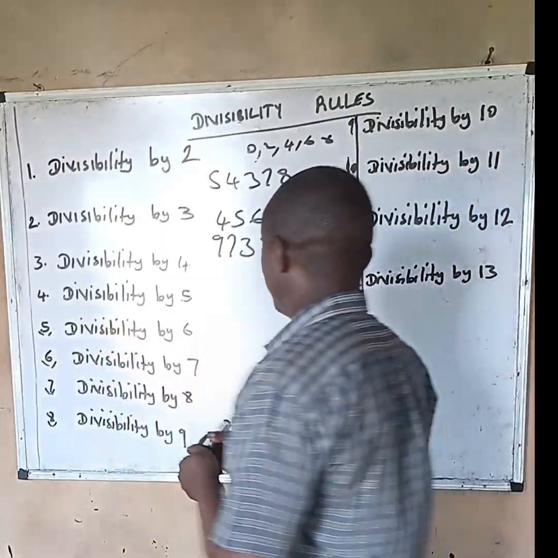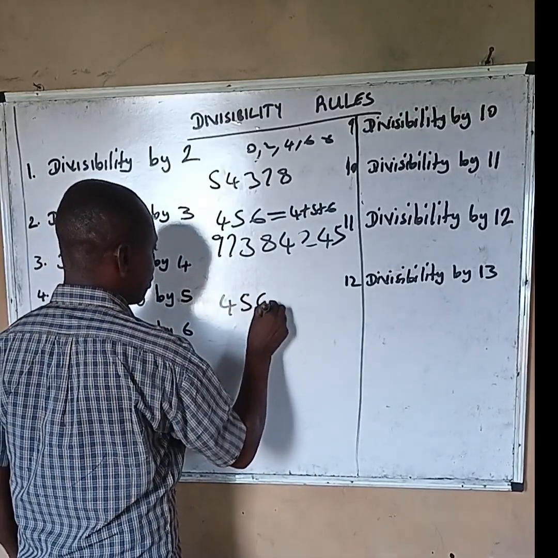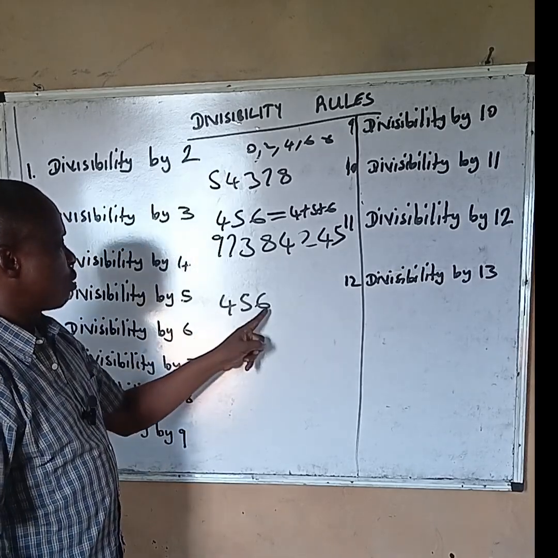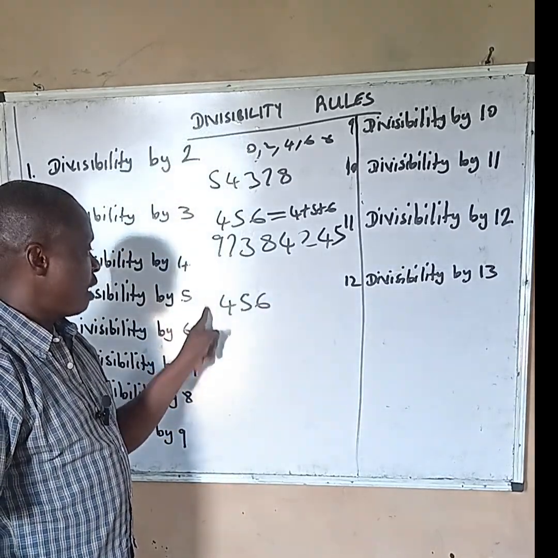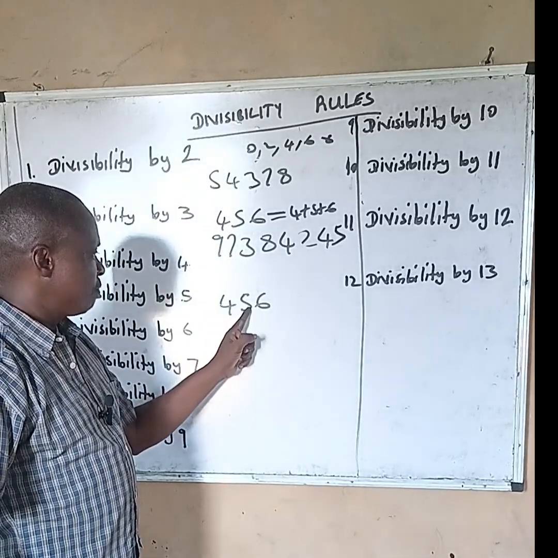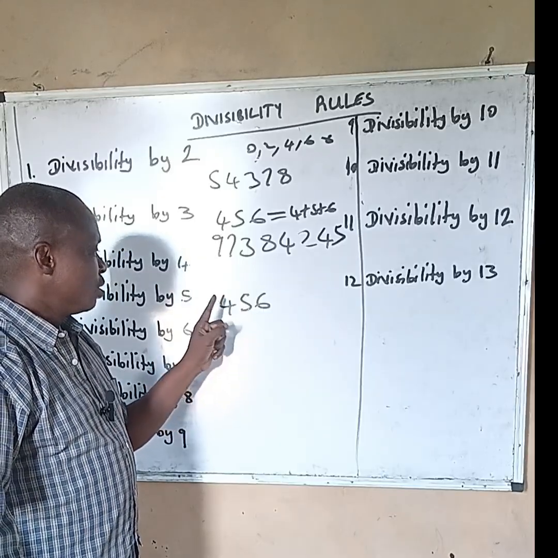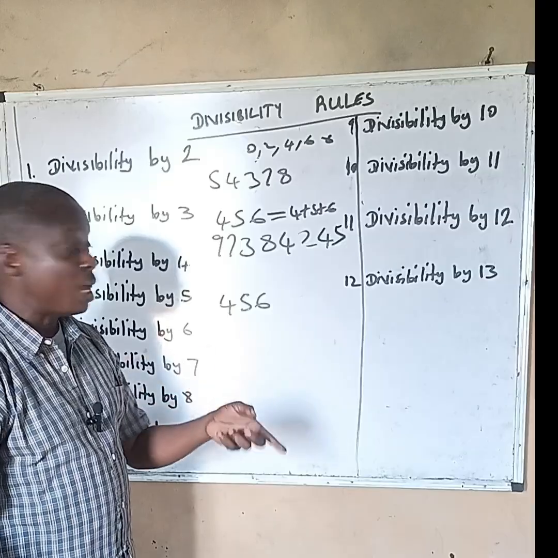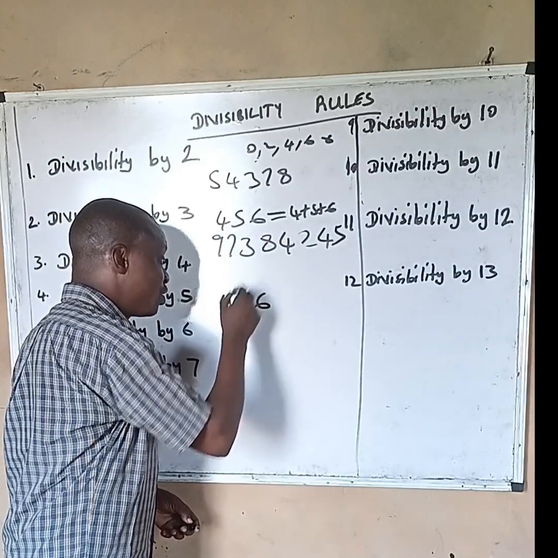For instance, let's say I have 456. Look at these digits. 2 can divide this number because the last digit here is an even number. So 2 can divide 456. At the same time, if we add 4 plus 5, that is 9, 9 plus 6 is 15, and 3 can also divide this. It means 2 can divide this number, and 3 can also divide this number. And because of that, don't just waste your time using 2 and then using 3. Know that 6 can divide this number.